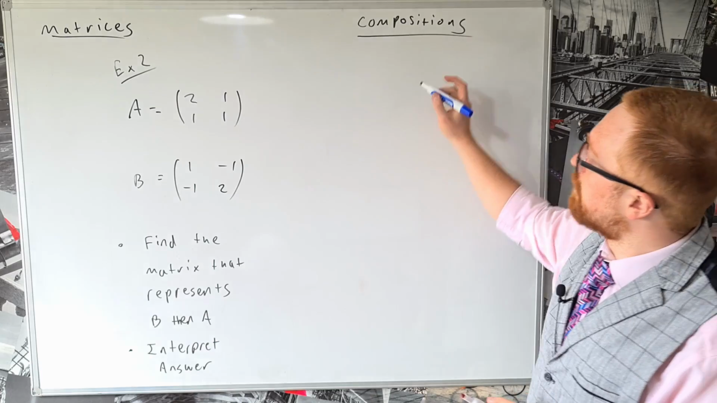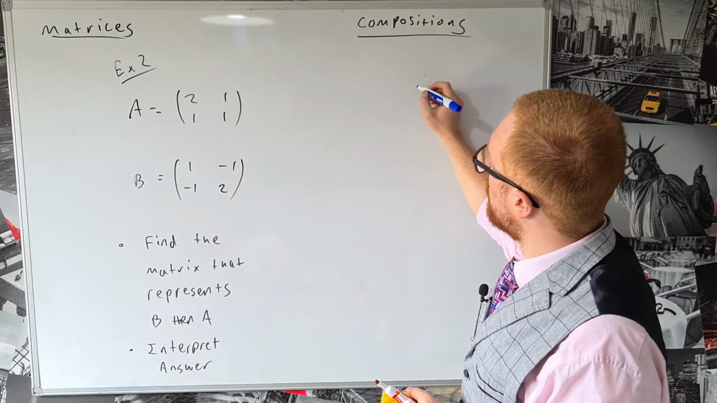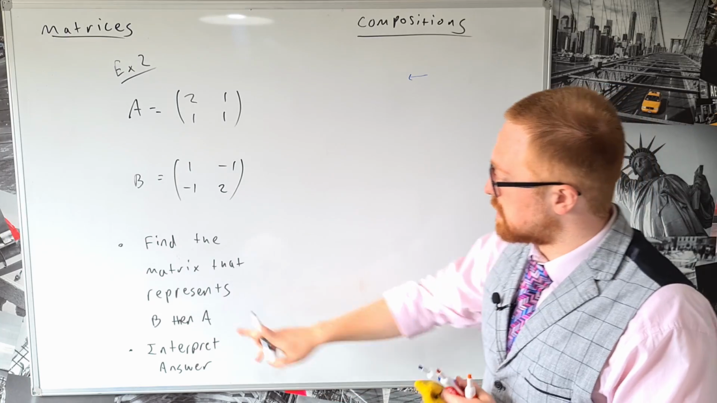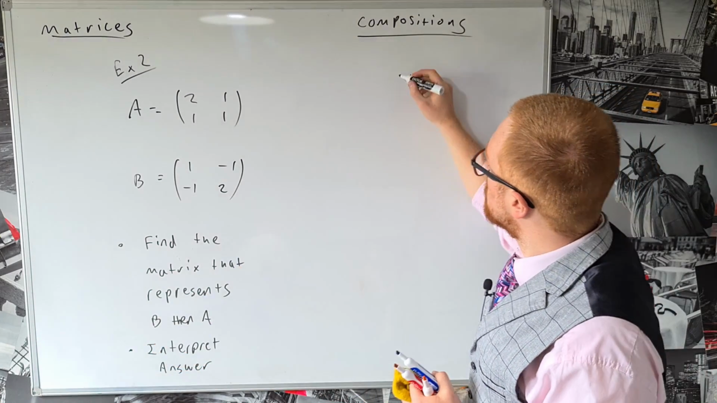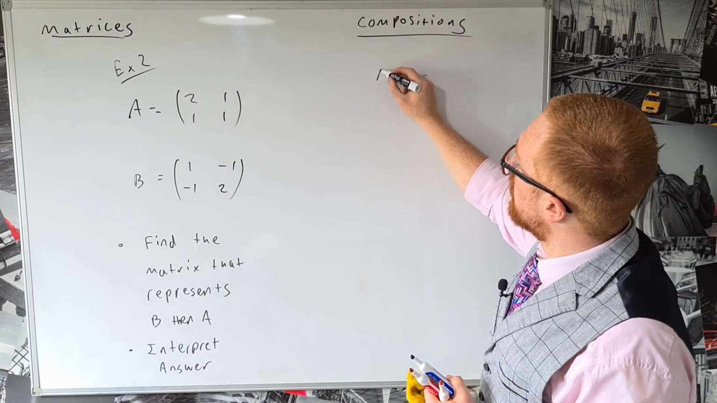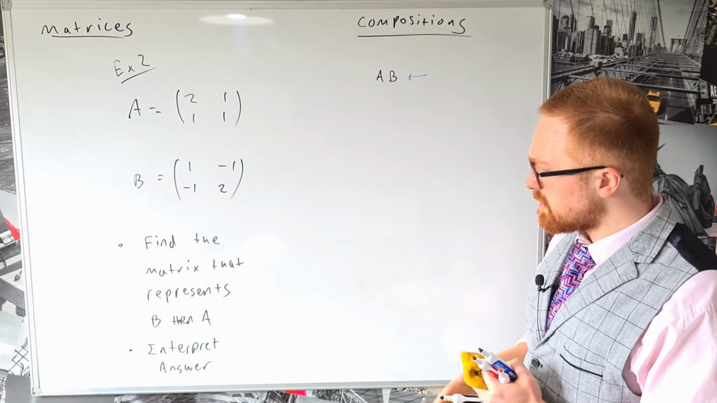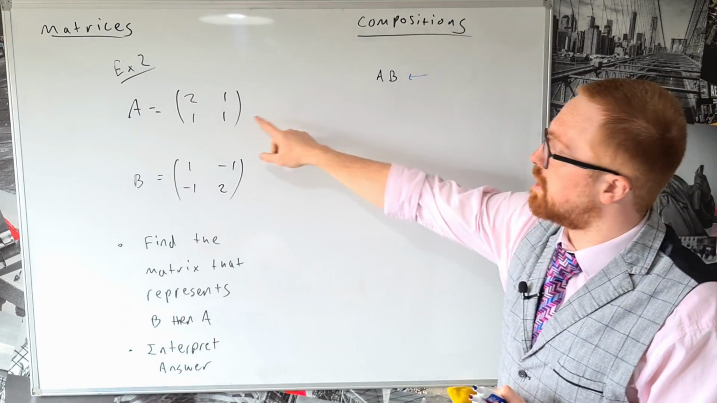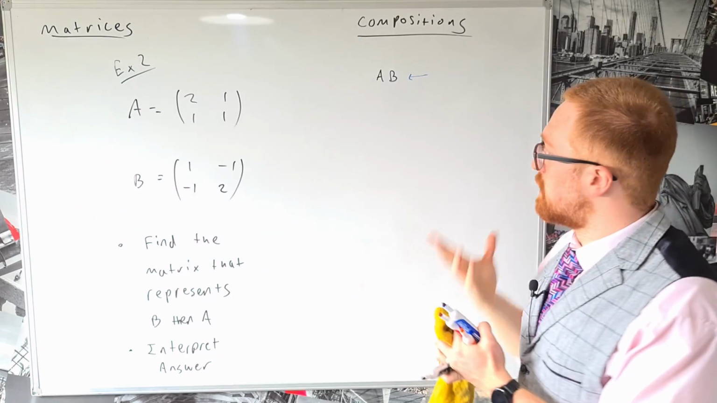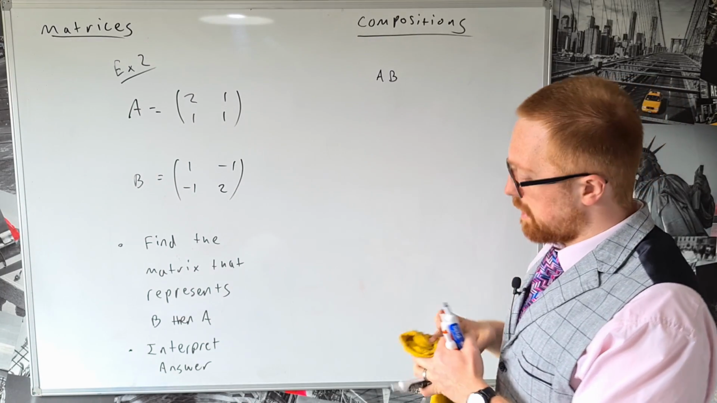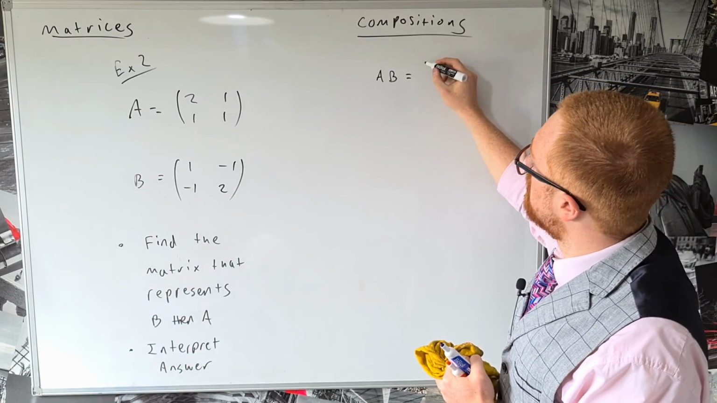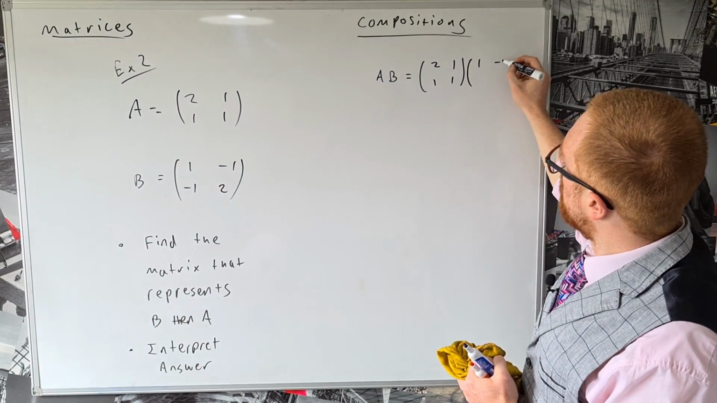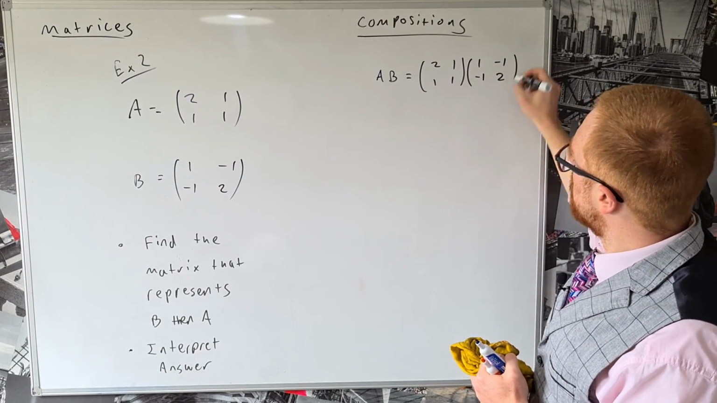Okay, so remember, if we've got a vector and we're applying it to a matrix, we have to come at it from the right. So if we want it to hit B first, that needs to go there, and that needs to go there. So the matrix that represents B, then A, is going to be the answer we get when we do A times B, using our matrix multiplication method. So A times B is equal to 2, 1, 1, 1 times 1, minus 1, minus 1, 2.